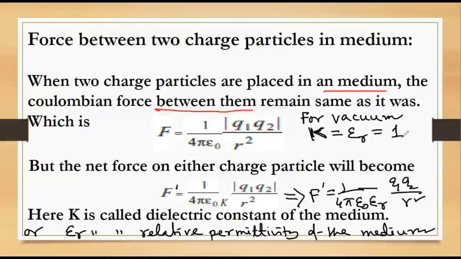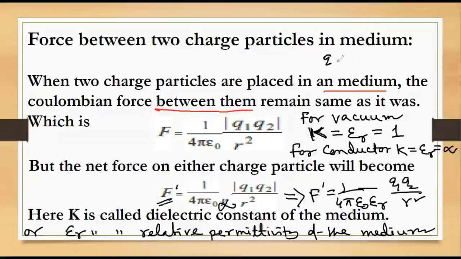That is equal to 1. For vacuum, it is 1. You should learn it. For conductor, means metal, K or ER is infinity. That is very important. For metal, it is infinity. If it is infinity, then something divided by infinity will be 0, so the force will be 0. That is very important.